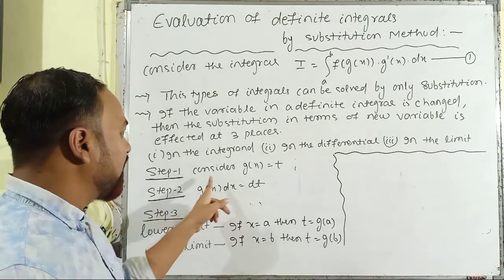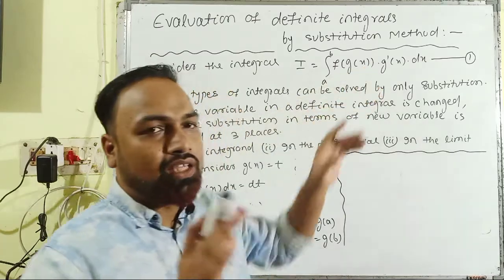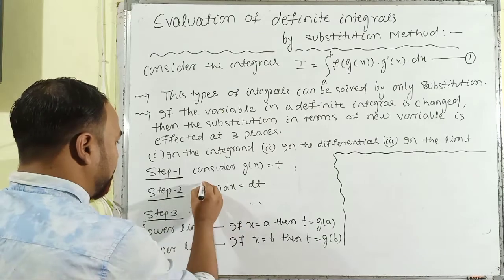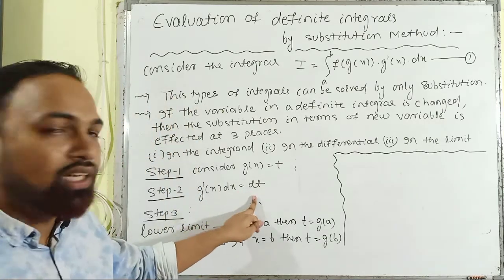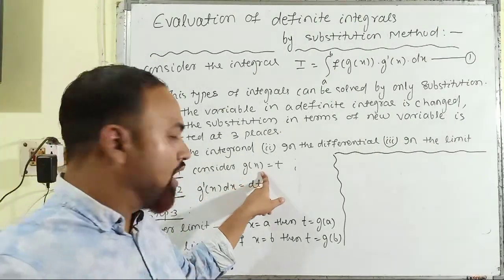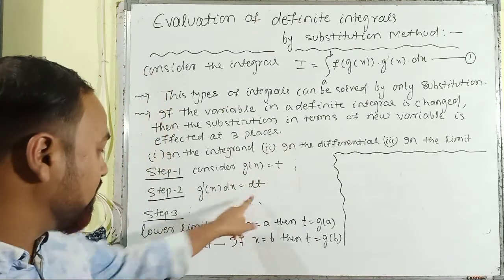First of all, let us consider g of x. Suppose I take this g of x as t, then g dash x dx is dt. First of all, we assume that g of x is equal to t, then g dash x dx is equal to dt.